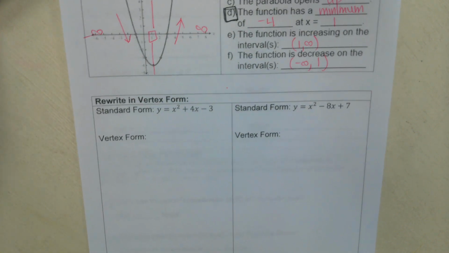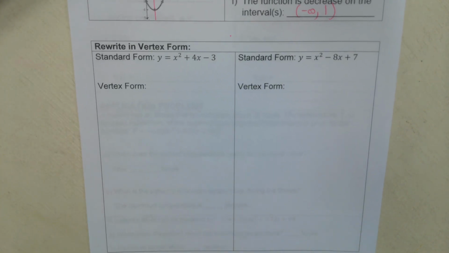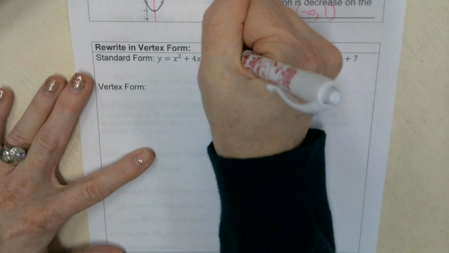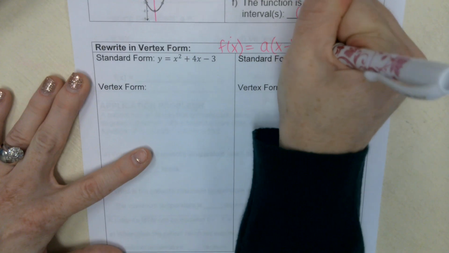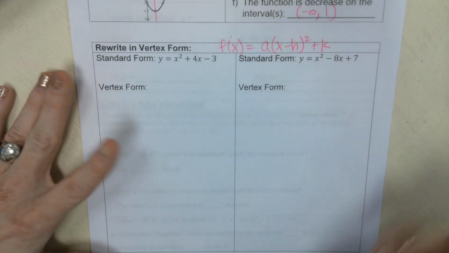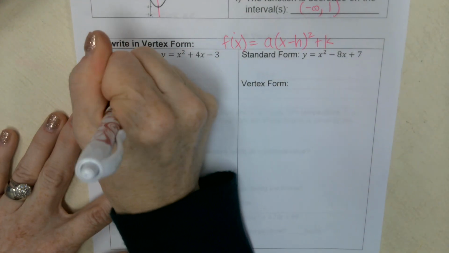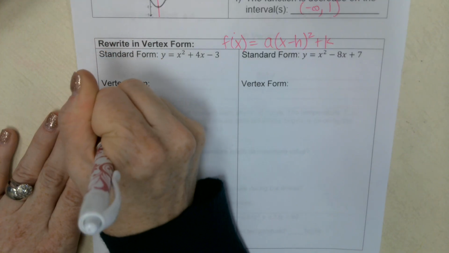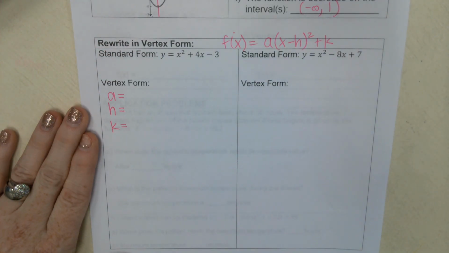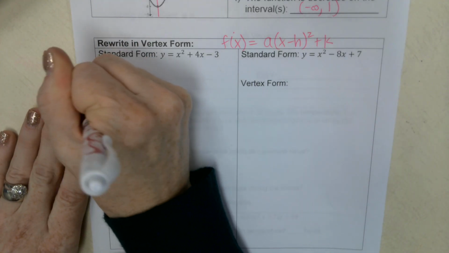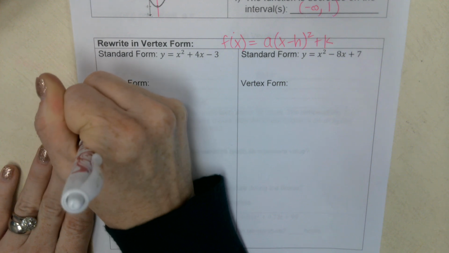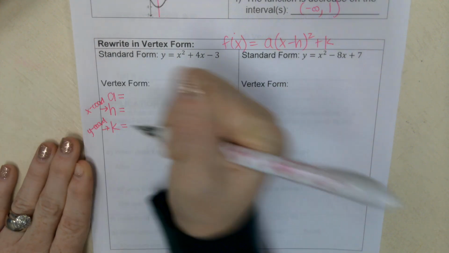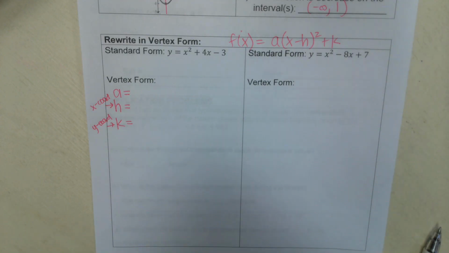Next. Down here at the bottom, I am asked to rewrite these functions in vertex form. All right, vertex form is this format: a times (x minus h) squared plus k. We need three things. We need a, h, and k. My h value is the x coordinate of your vertex, and your k value is the y coordinate of your vertex. So this is where Desmos is going to help me tremendously.